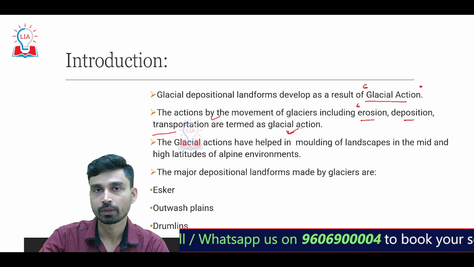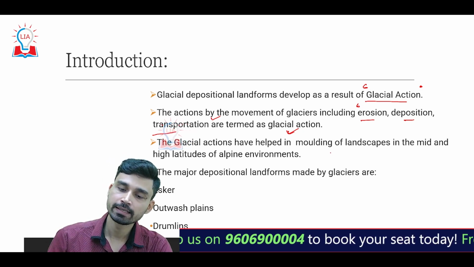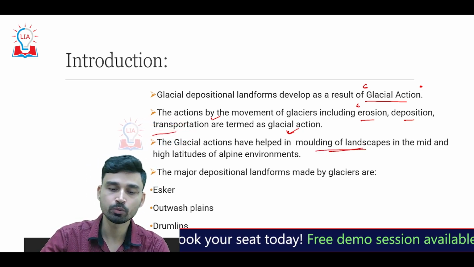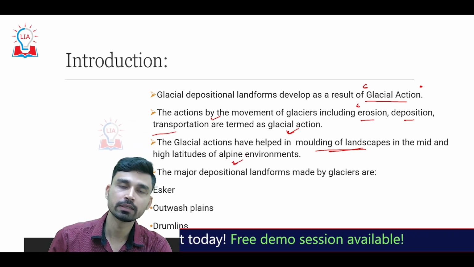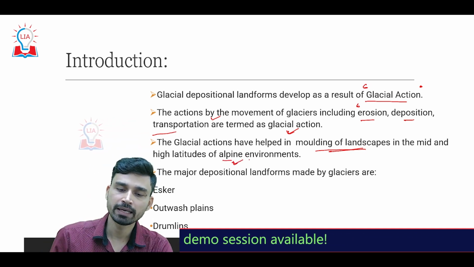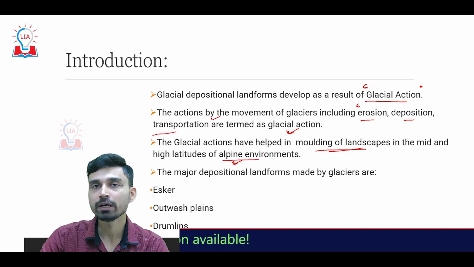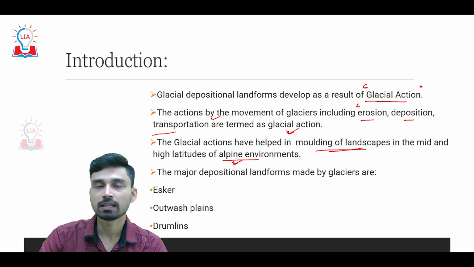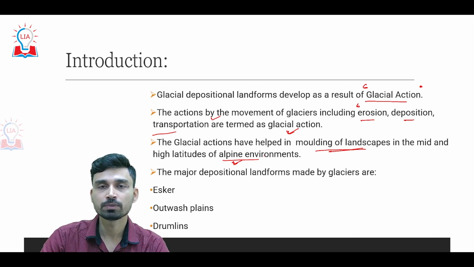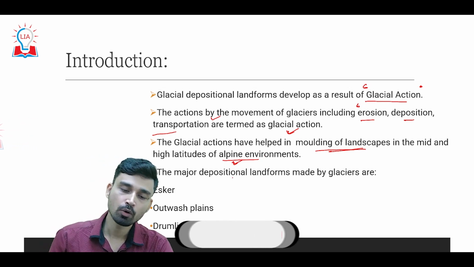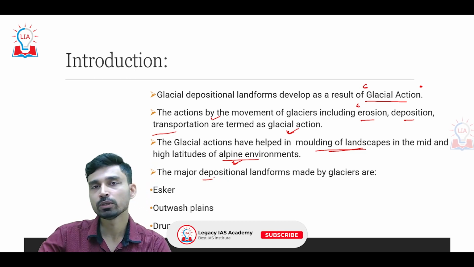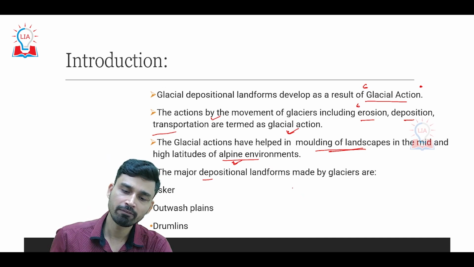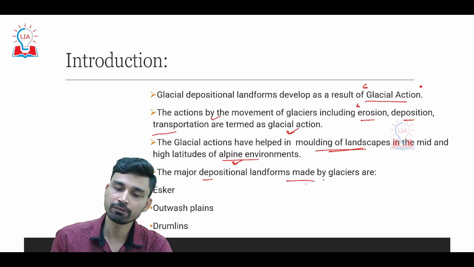As a result of this glacial action, it helps in molding of landscapes in the mid and high latitudes, as well as in the upper region of mountains and alpine environments. Due to the movement of glaciers, especially in the upper region, as we discussed in the last video, erosional landforms develop such as valleys, fjords and all. However, when the glacier enters the plain areas, when the movement of the glacier becomes slower and slower, we have development of several depositional landforms as well.